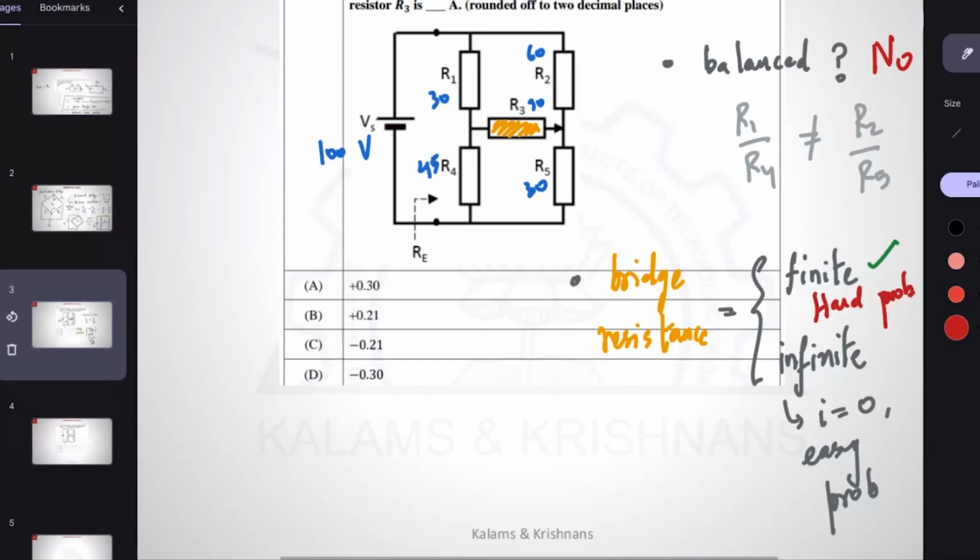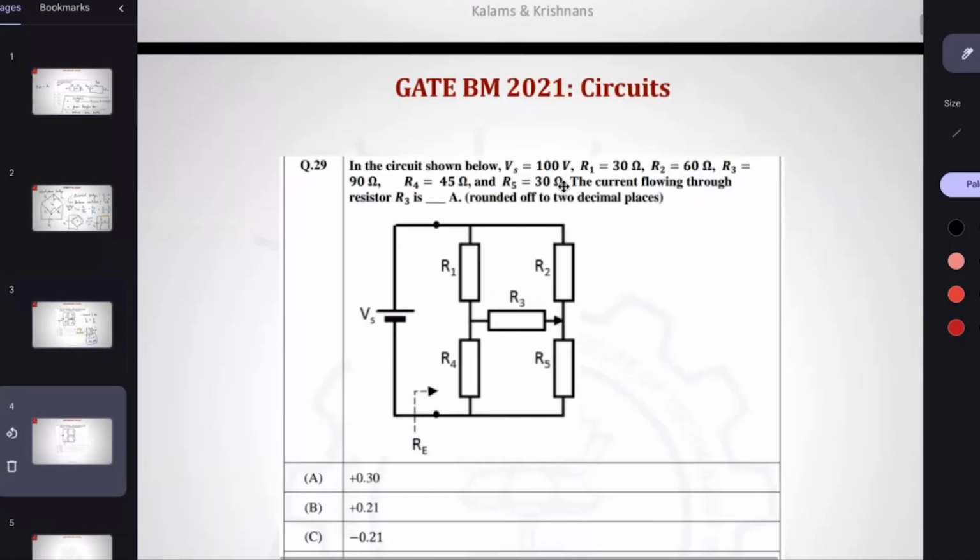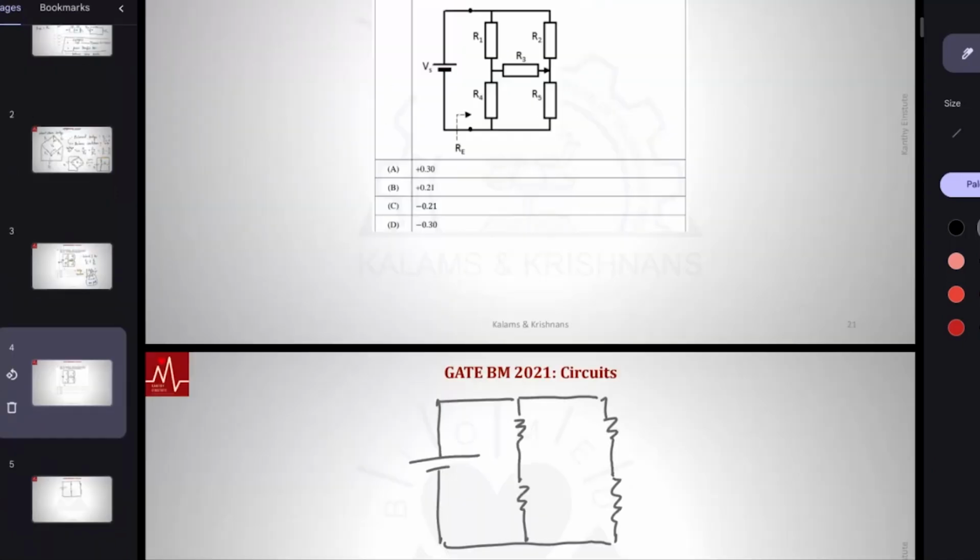So what do we mean by this? Let's look at this easy problem. This particular case is easy. The finite case, what is given in the question, is relatively harder. Let's do the same thing. Let's call these two points A and B for reference. This is A, this is B. We have V5 here.